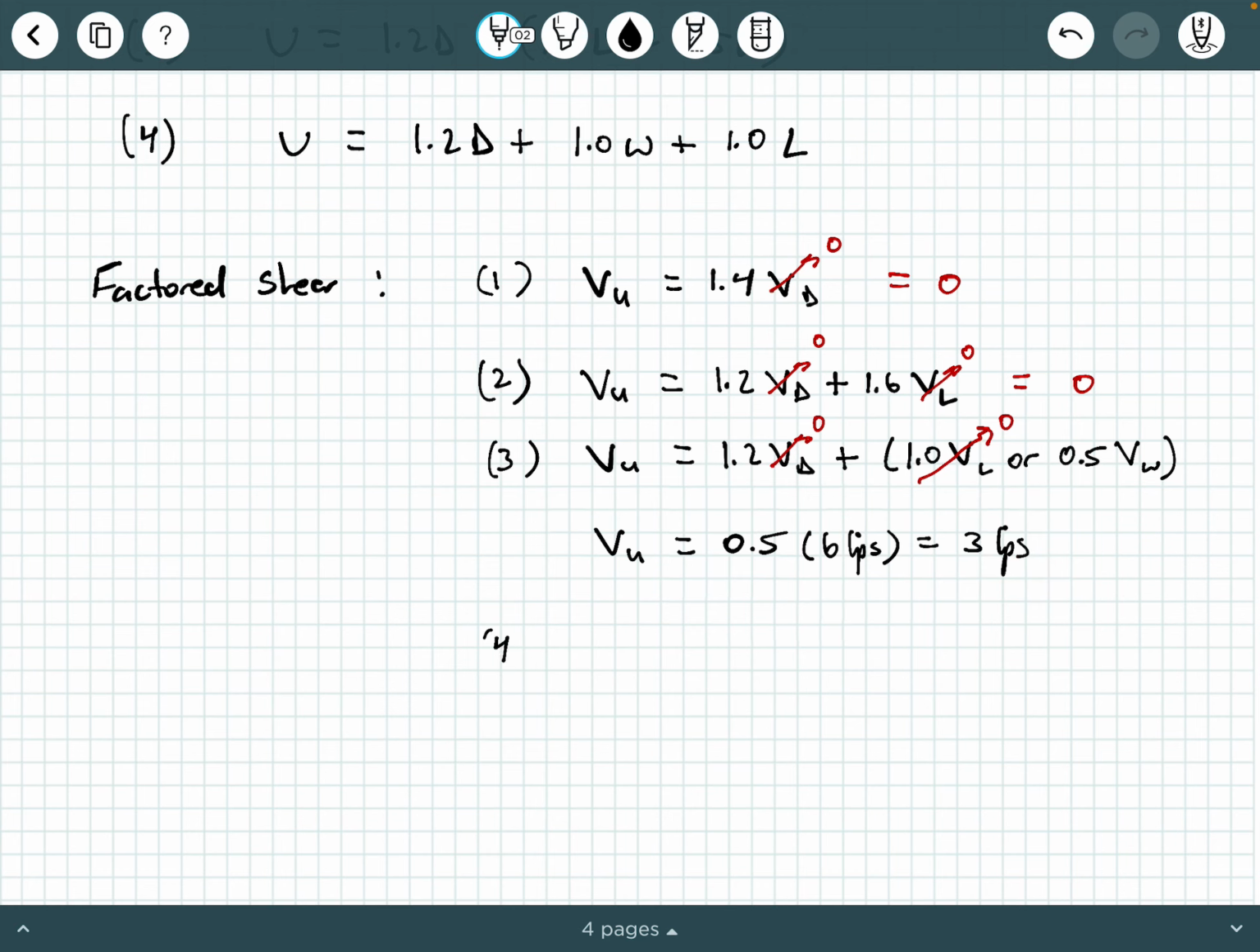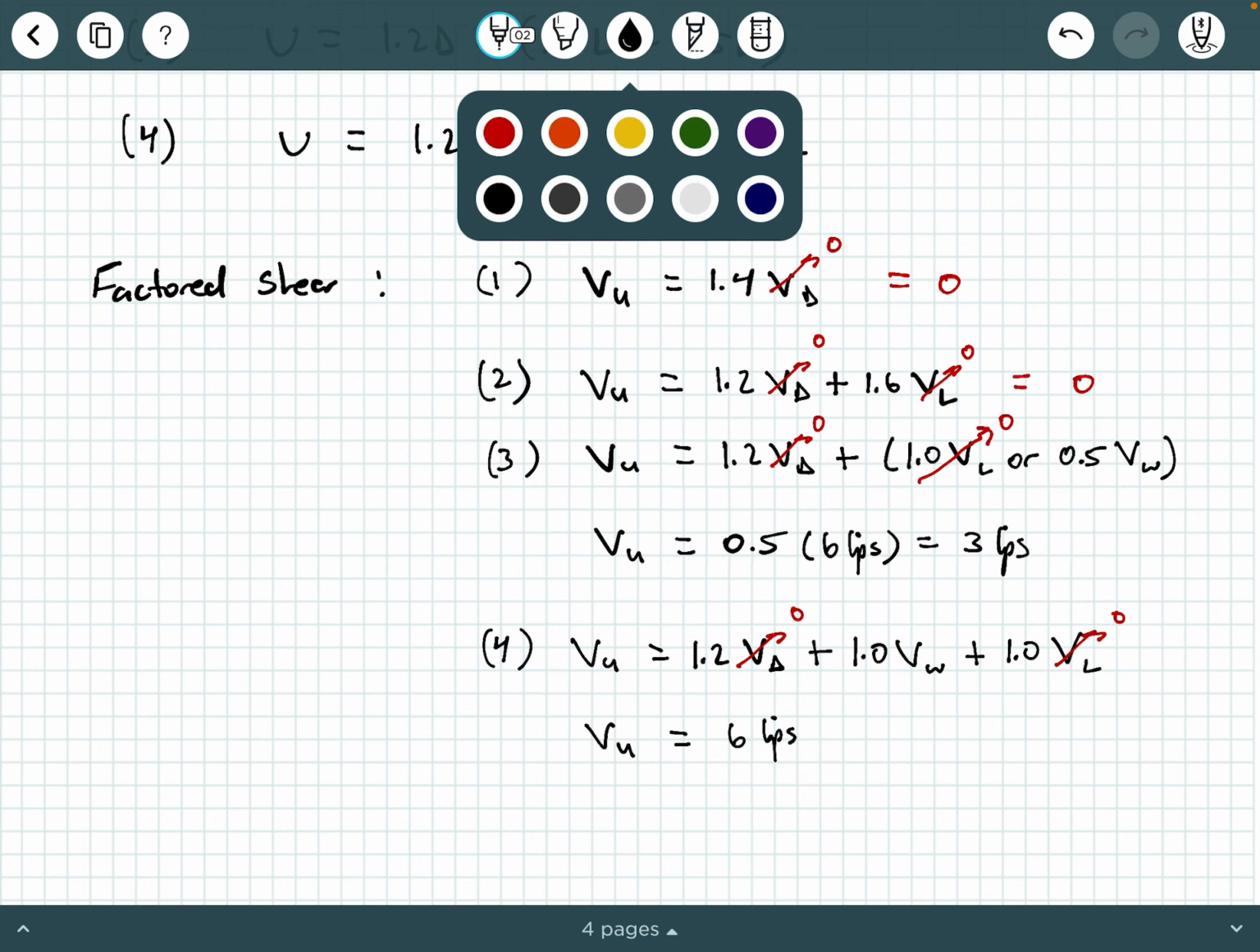Now, what about load combo 4? Again, for factored shear, we have VU equals 1.2 V dead plus 1.0 V wind plus 1.0 V live. And we see some things come out to be 0 here. V dead is 0, V live is 0. And so V wind was 6 kips, so VU equals 6 kips.